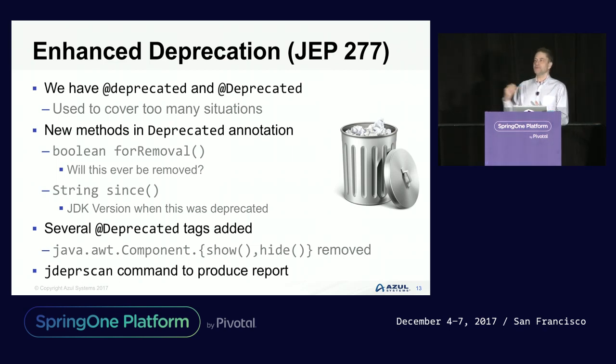Several new elements have had the deprecated tag added to them, which is quite logical. But interestingly, 2 have had the deprecated tag removed. So if you look at java.awt.Component show and hide, they're no longer deprecated. Which begs the question, how do you describe that? Because if they were deprecated, now they're de-deprecated or they're precated. I'll leave you to decide. There's also a useful tool called jdeprescan, and that will produce a report of a class or a jar file telling you what things you've used in there which are now deprecated and give you more information about that.